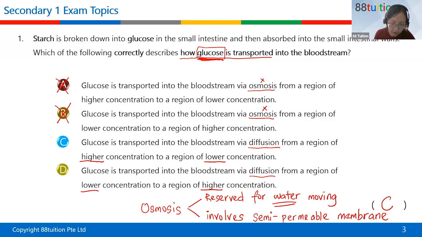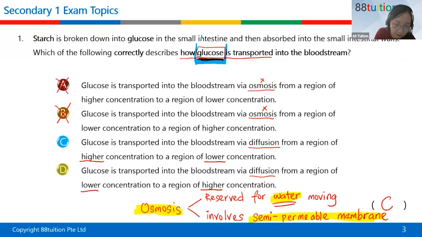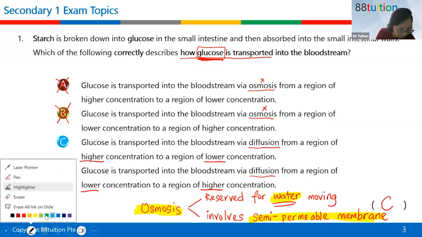So over here, take note that osmosis is only for water and there is a semi-permeable membrane. This question is talking about glucose. It's not water. Okay, maybe I shall not use blue. I shall use, let's say, green.